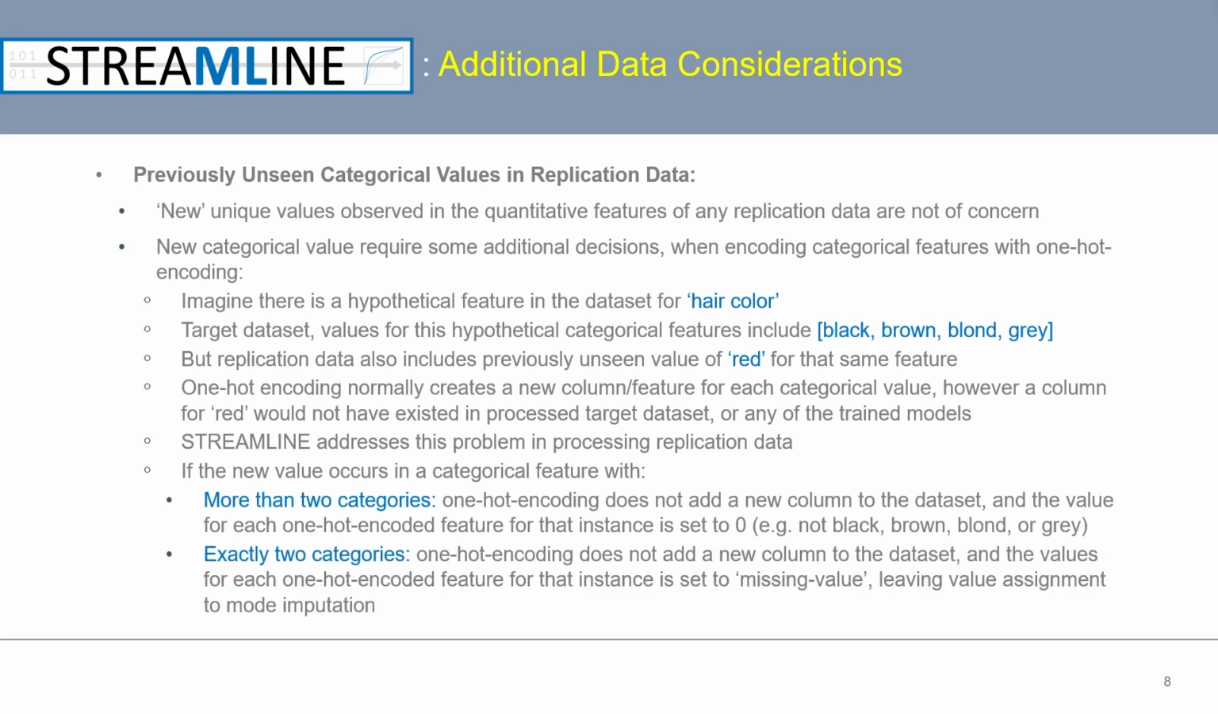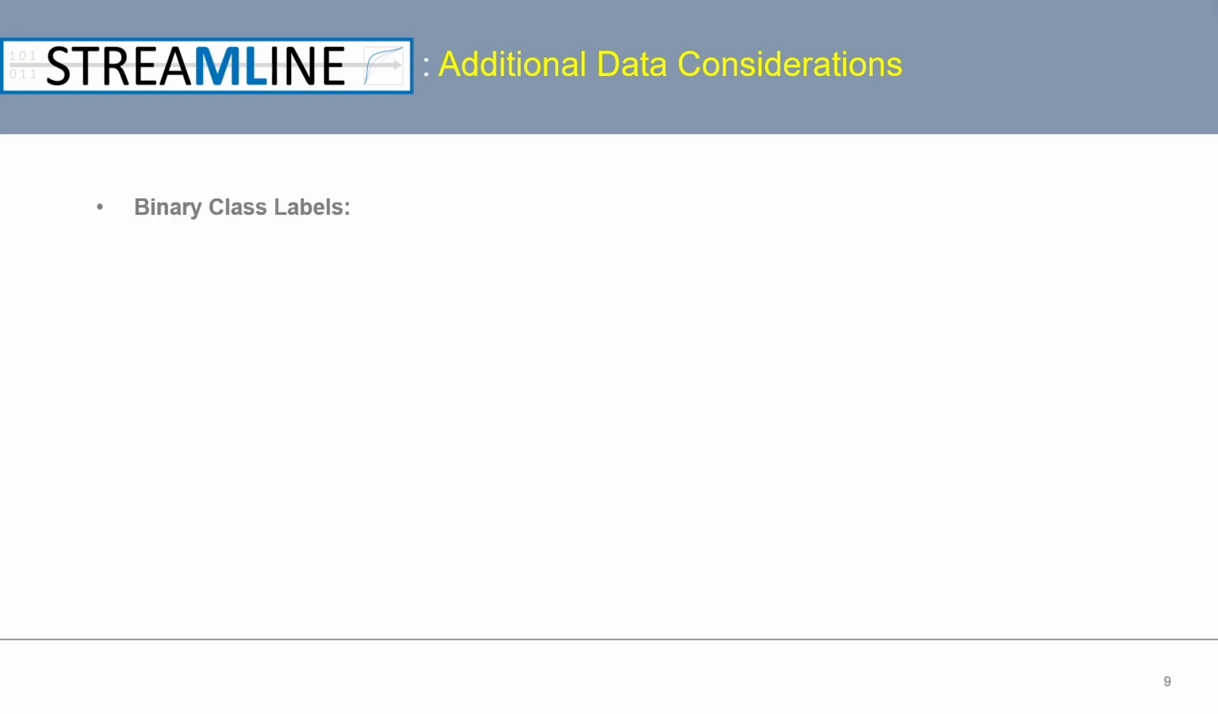And if there are exactly 2 categories, one-hot encoding again does not add a new column to the dataset, and the value for each one-hot encoded feature for that instance is instead set to a missing value, leaving value assignment to downstream imputation. Another data consideration has to do with binary class labels.